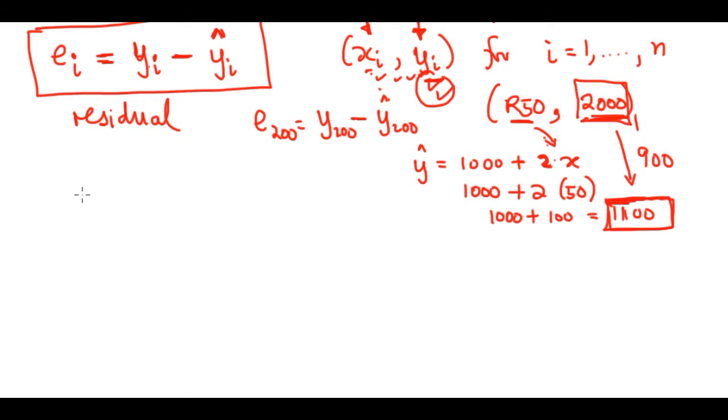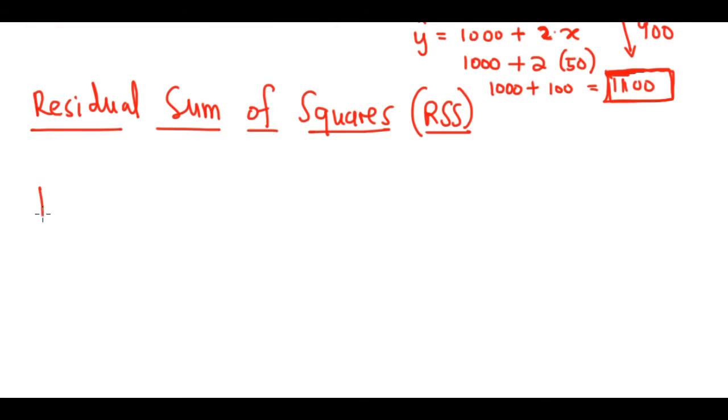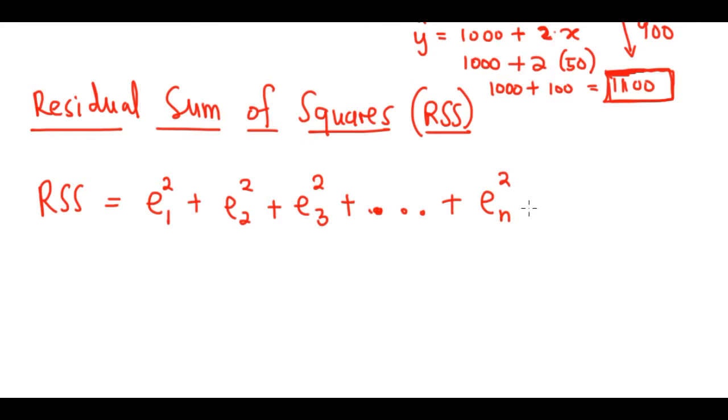That's basically it, right? So since each one of them has its own residual, we are going to define something called the residual sum of squares, RSS. Very, very important in linear regression. Our RSS is basically equal to the first residual squared plus the second residual squared plus the third residual squared, all the way up to the last one, e_n squared. In our case, our n is 200, so it's going to be e_200 squared. So we're going to do the residuals for each observation. This is going to be our RSS.